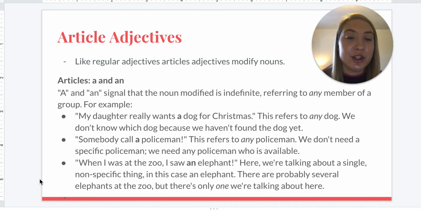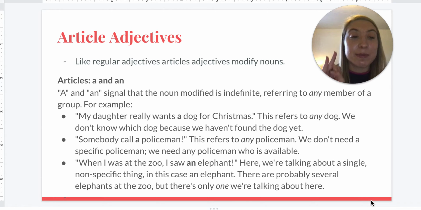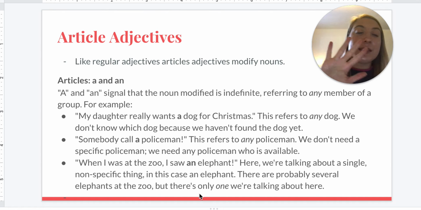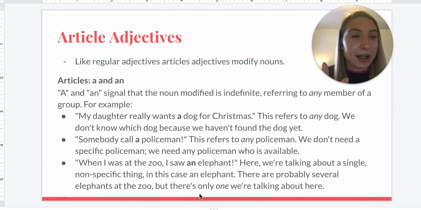So when I was at the zoo, I saw an elephant. So now elephant is our noun that we are modifying. And we look, it's singular, we're talking about 1 elephant. And it is also non-specific because there's probably several elephants at this zoo, and we're not talking about a specific one, but we are talking about a single elephant, which means it's singular and it starts with a vowel. Remember, A-E-I-O-U and sometimes Y, but usually at the beginning it's going to be a consonant.